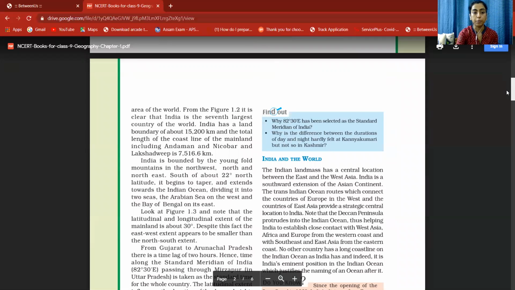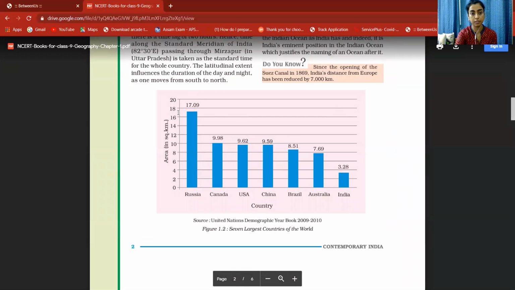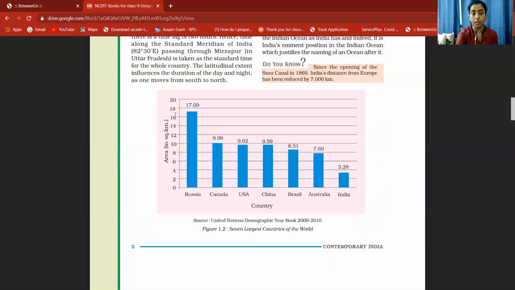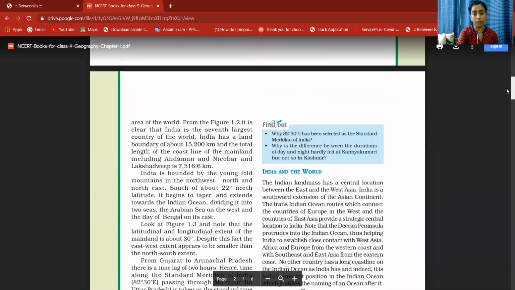Then from figure 1.2, it is clear that India is also the 7th largest country of the world. Let's see here how 7th largest. First is Russia in terms of area, 17.09 million square kilometer. That is then followed by Canada, and we have USA, China, Brazil, Australia, and India stands in the 7th position. That is why India is the 7th largest country.